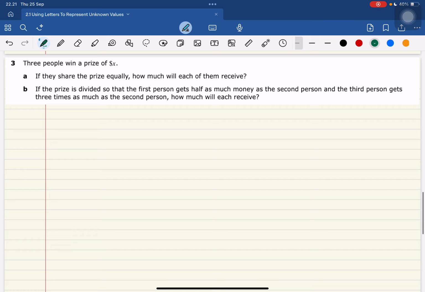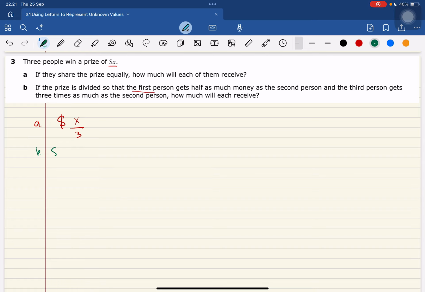Next, if they share the prize equally, how much will each of them receive? Okay, the prize is x dollars. So it is x divided by 3. If the prize is divided so that the first person gets half as much money as the second person and the third person, this has to be divided. So the first person gets x over 9 dollars, x over 3 times 1 over 3, which is half.